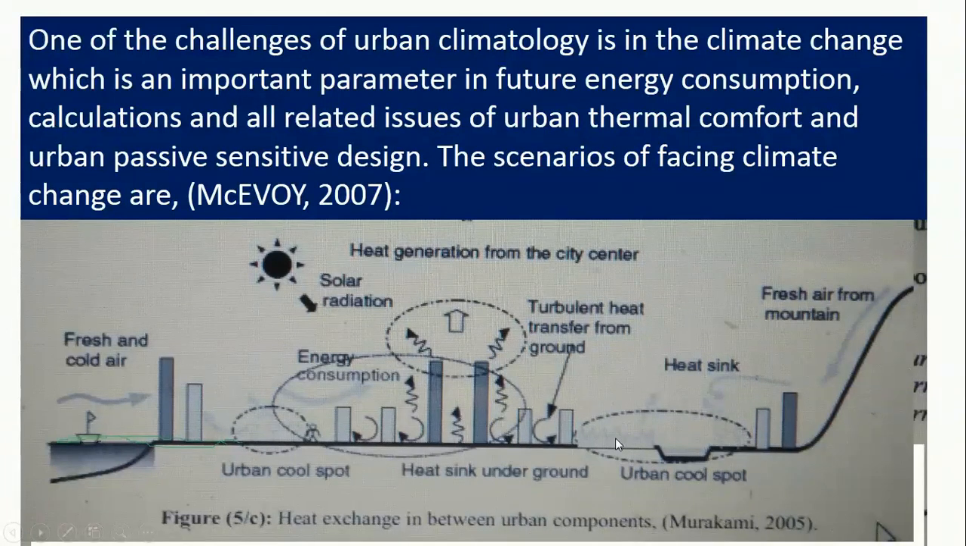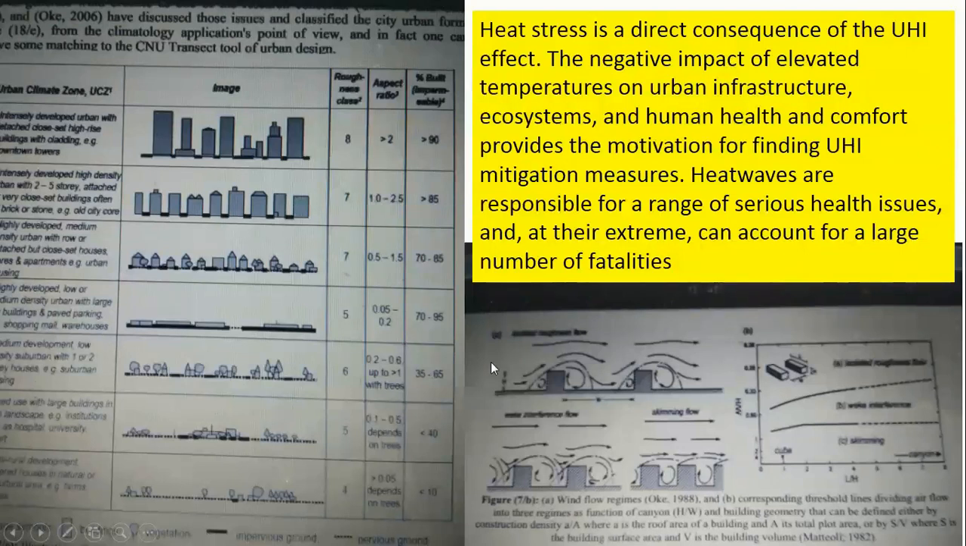So these are the urban cool spot and heat sink. The heat sink underground absorbs heat, and the urban cool spot. Heat exchange between urban components. You see that this is a tall building. Among the tall buildings, the air circulates in this way and becomes trapped. The heat is trapped in these buildings, so all buildings remain very hot.